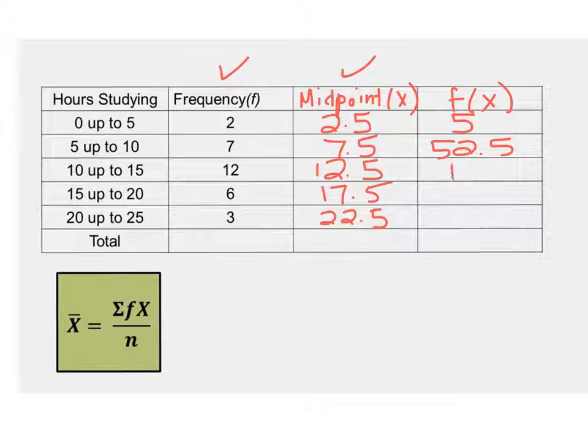12 times 12.5 is 150. 6 times 17.5 is 105. And 3 times 22.5 is 67.5.